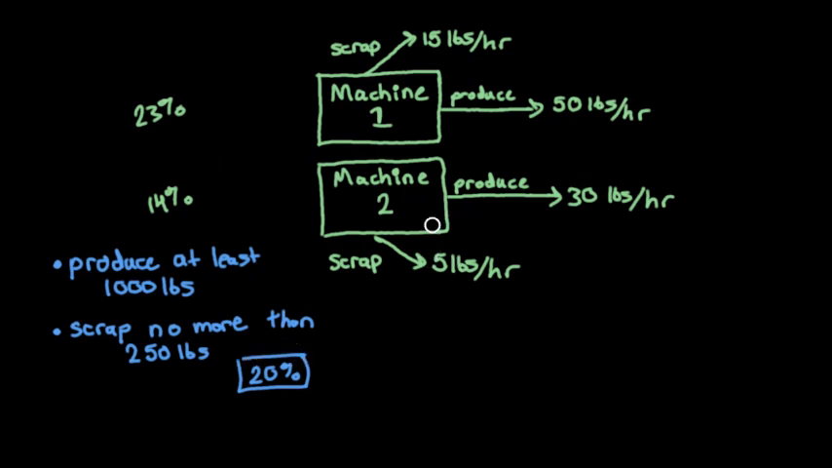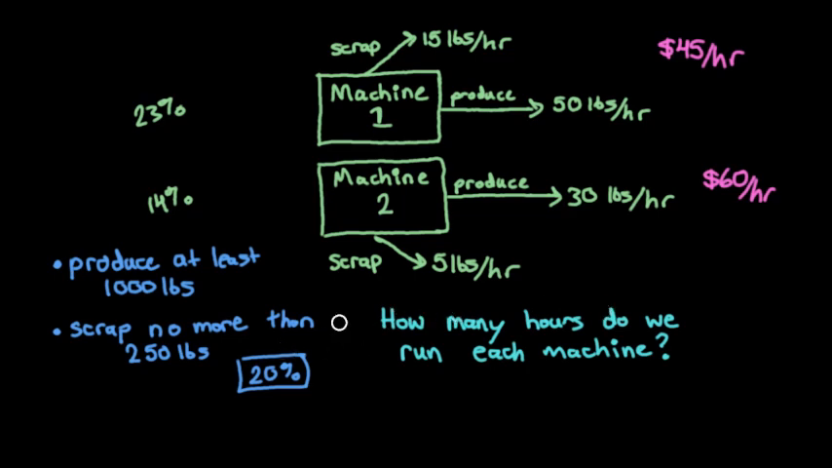The other thing we got to think about, though, is cost. We want to minimize the cost of running these machines. It costs $45 per hour to run machine 1 and $60 per hour to run machine 2. So we want to minimize cost. We need to produce at least 1,000 pounds, scrap no more than 250 pounds. All of this points to the big question, how many hours do we run each machine in a day? And this is a classic linear optimization problem, tons of things going on, but there is an answer that we can come to. Step number 1 is to define our variables.